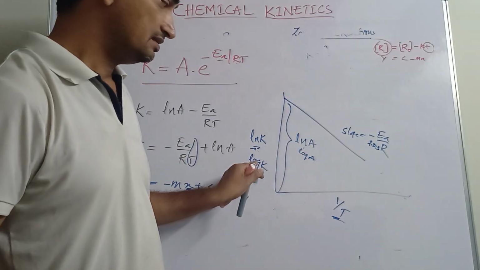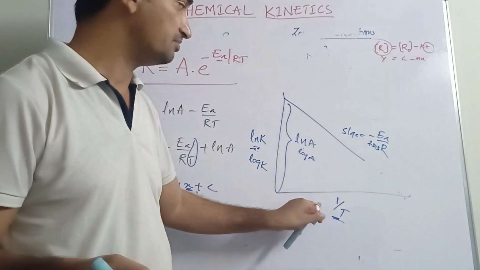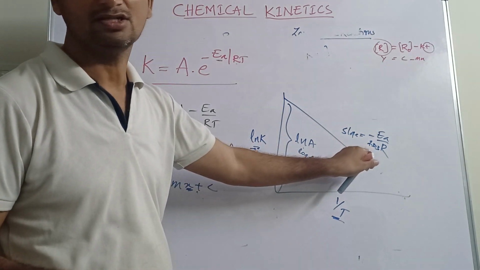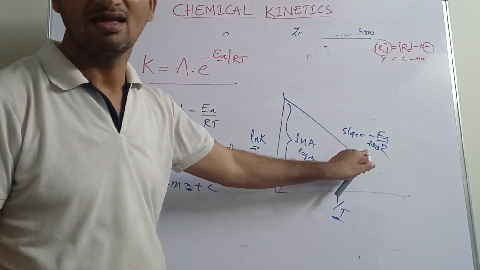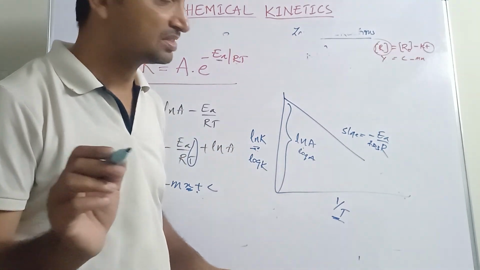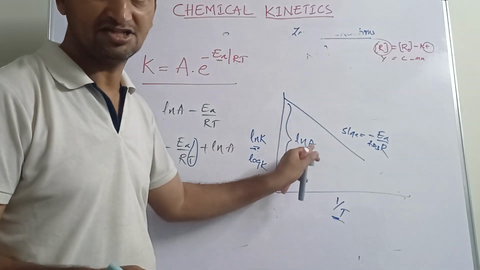So now the examiner may slightly change it like this: log k versus 1 by T. Now the intercept becomes log A and the slope becomes minus Ea by 2.303 R. This question was there in NEET 2024. Now again the second question is also based on the same relationship.